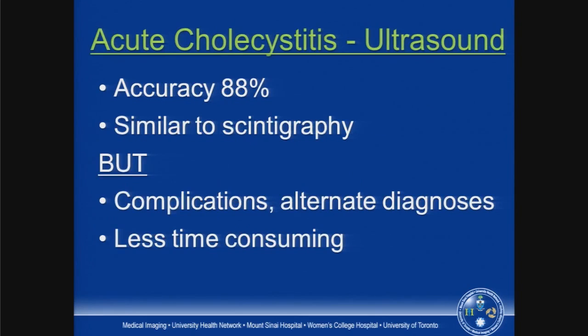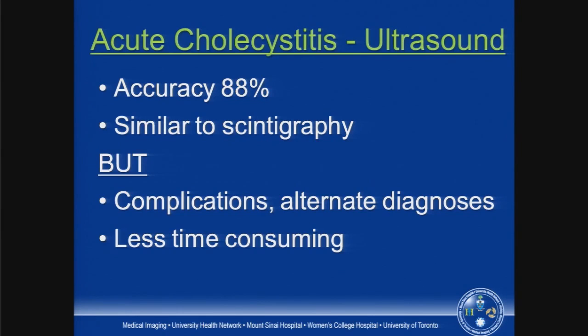Ultrasound has an accuracy of about 88% in the diagnosis of acute cholecystitis. This is very similar to scintigraphy, but ultrasound has advantages in that not only can it diagnose acute cholecystitis, but it can demonstrate complications such as gangrenous change or perforation, and it can also offer alternate diagnosis when the gallbladder is normal.